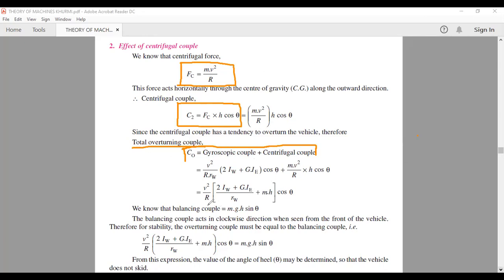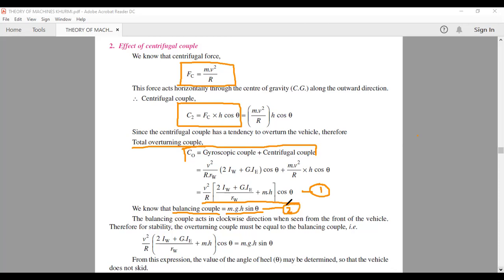So the formula is V square by R into 2 into inertia of the wheels plus G into inertia of the engine divided by RW, radius of the wheels, plus M into H into cos theta. So this is the formula, and we are going to balance it with the balancing couple mgh sin theta. So this is the first equation here, and this is the second equation.